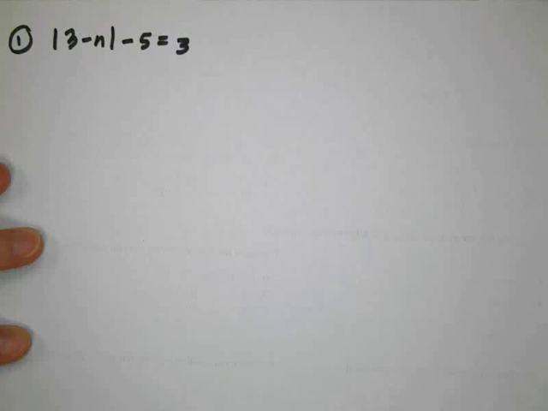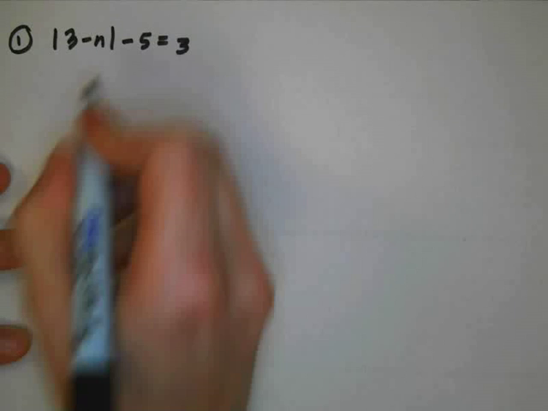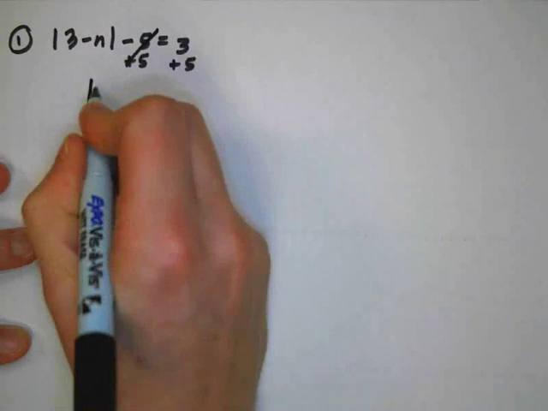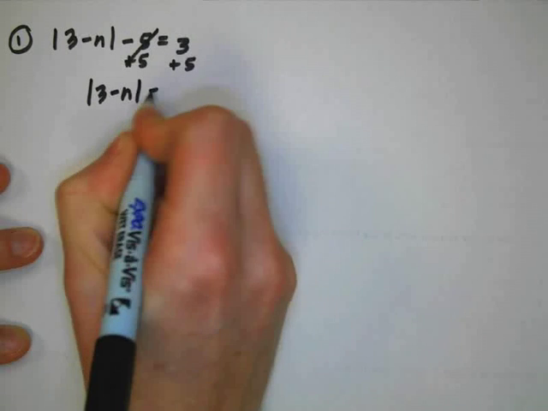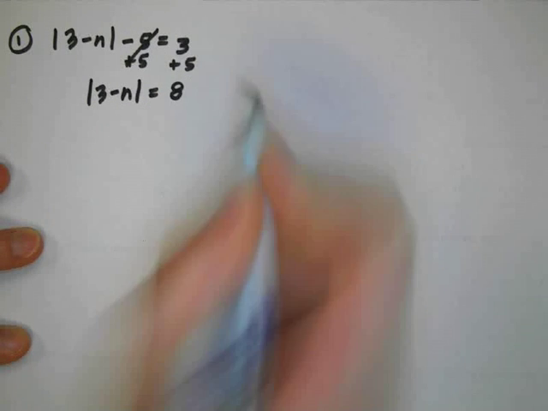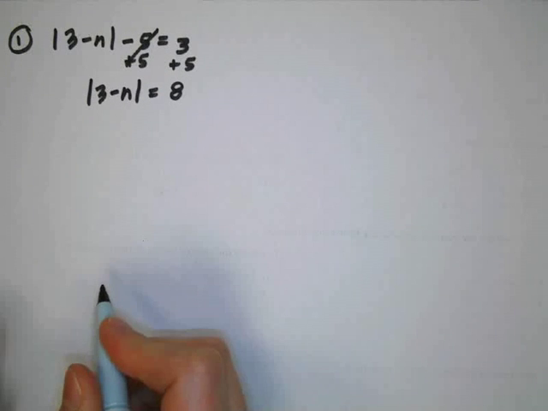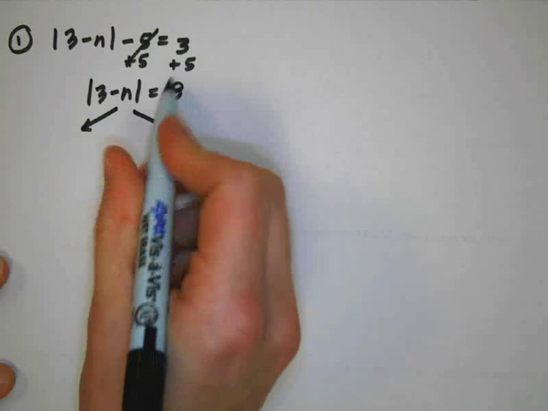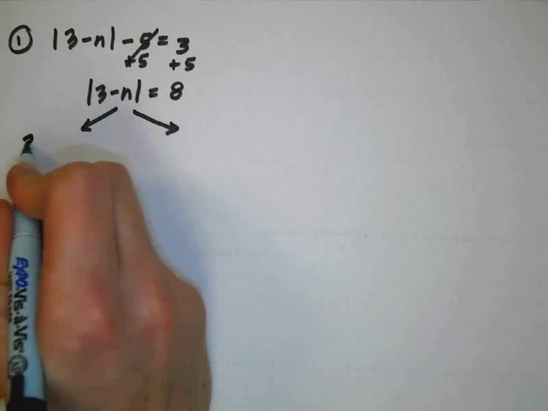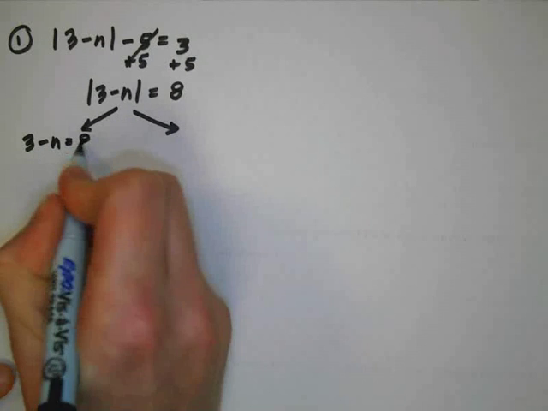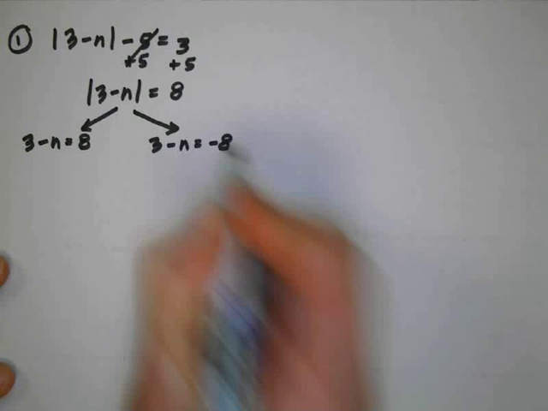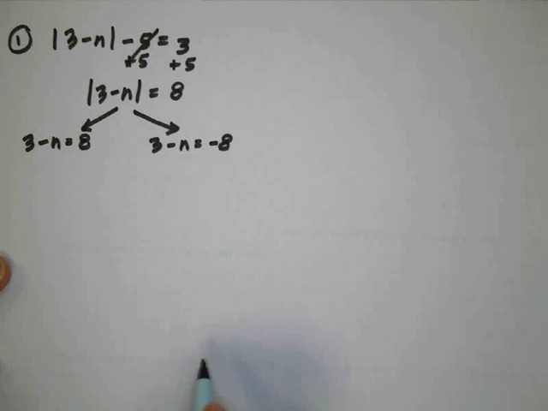All right, so the goal here is to get the absolute value by itself. The way we do that is add 5 to both sides, and we're left with the absolute value of 3 minus n equals 8. Now that we have the absolute value by itself, everything in the absolute value could equal negative 8 or positive 8. So we're going to separate this into two separate equations, one of which is equal to positive 8, the other one of which is equal to negative 8.